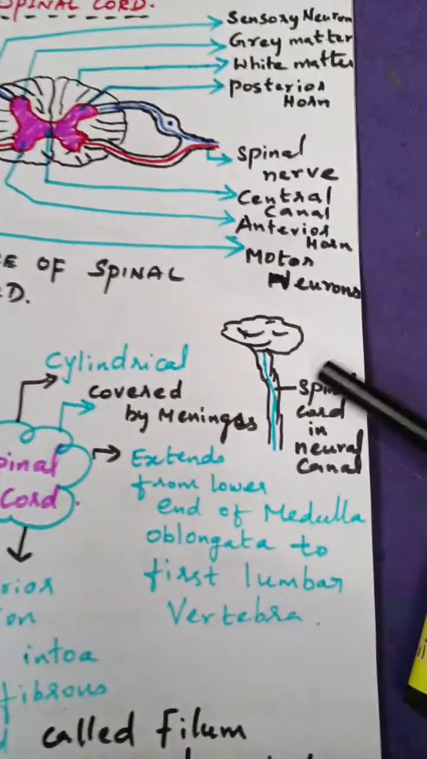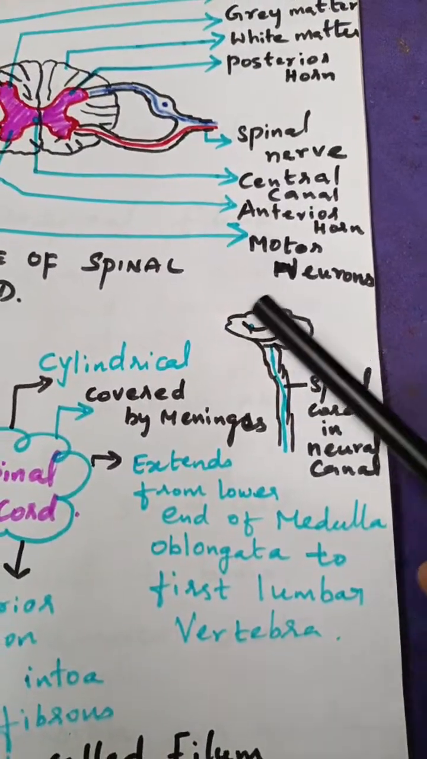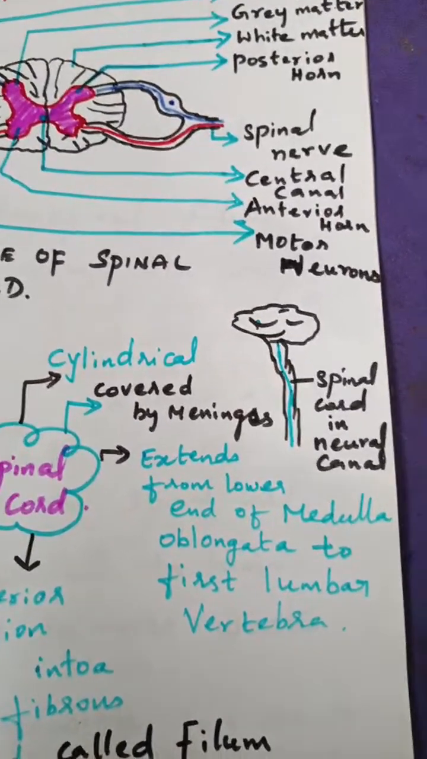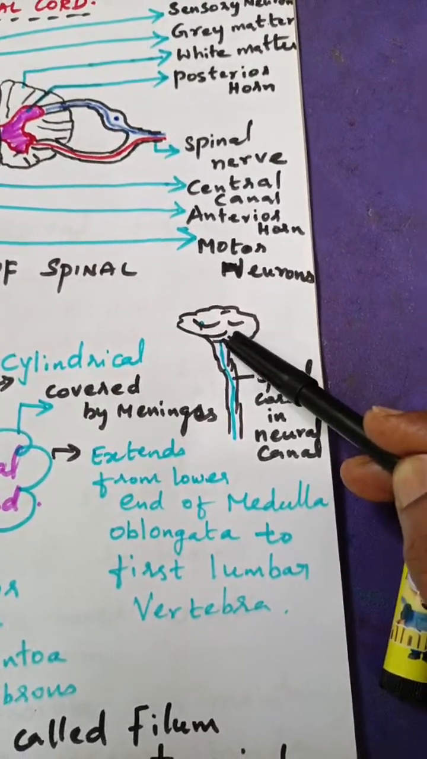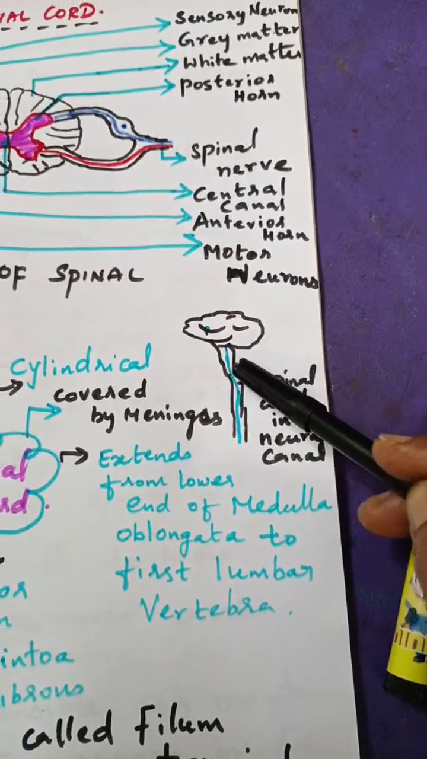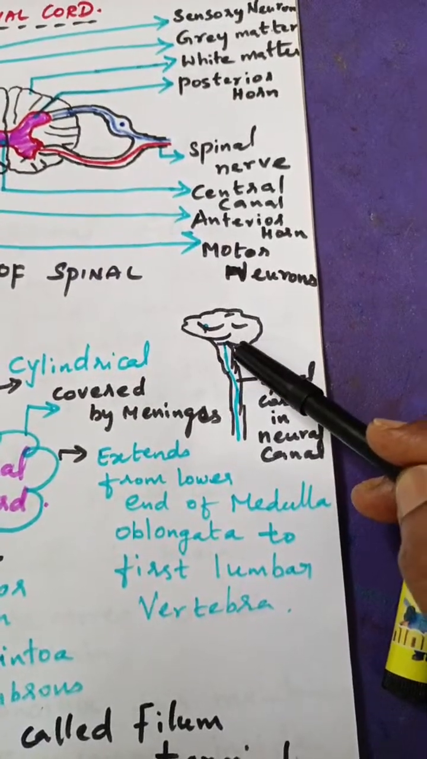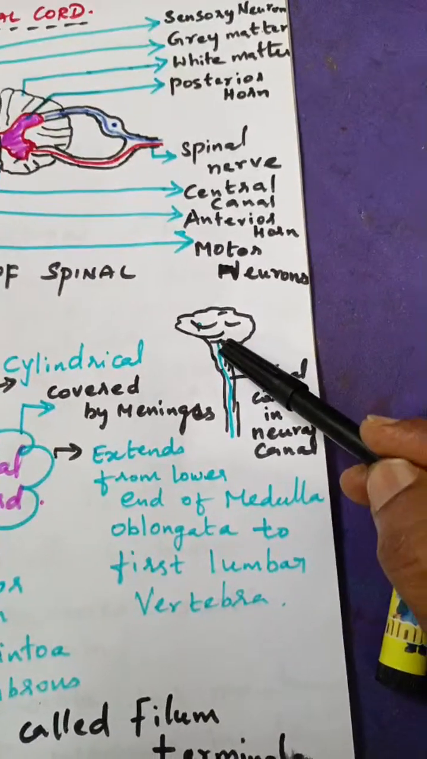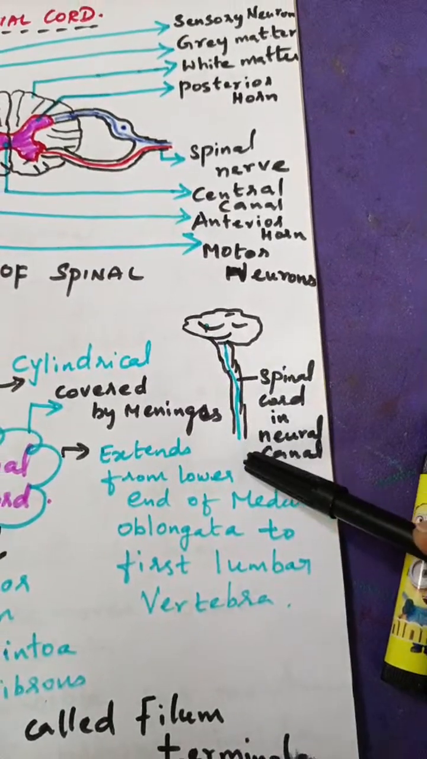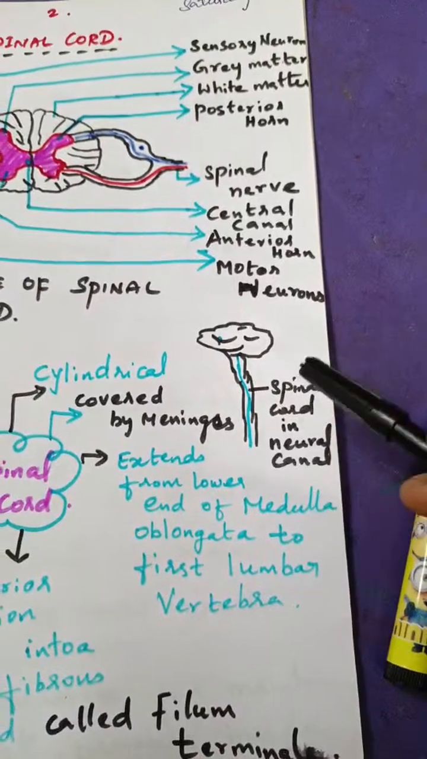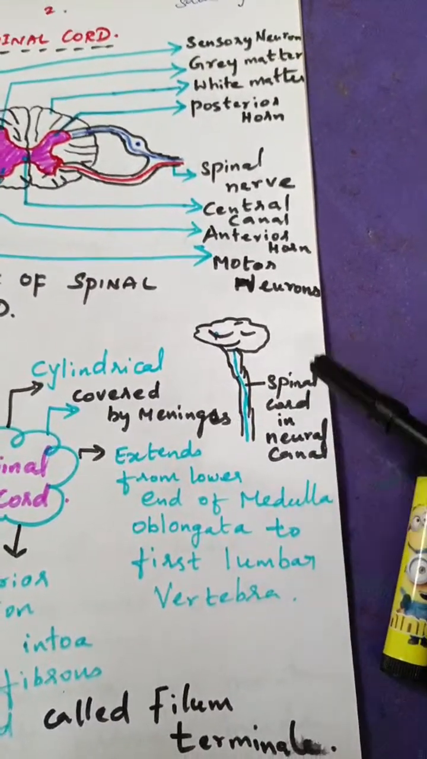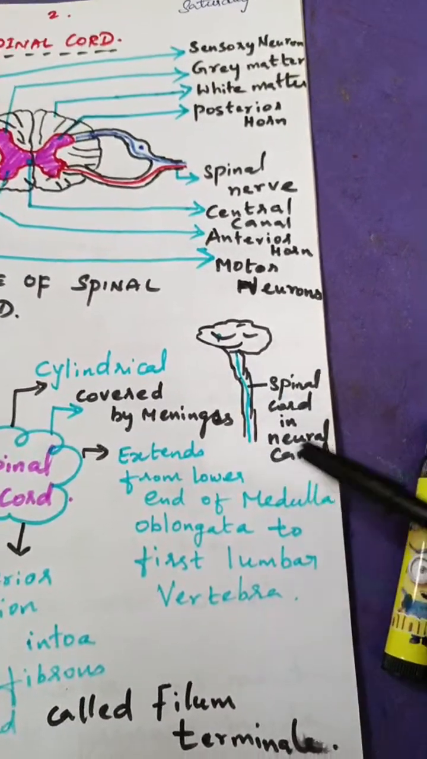See, look at this. Your brain is there, and it is continuous. This is the medulla oblongata. The brain stem which is coming from the brain is known as the medulla oblongata. That medulla oblongata is continuous as the spinal cord in the vertebral column. This spinal cord will be in the neural canal.